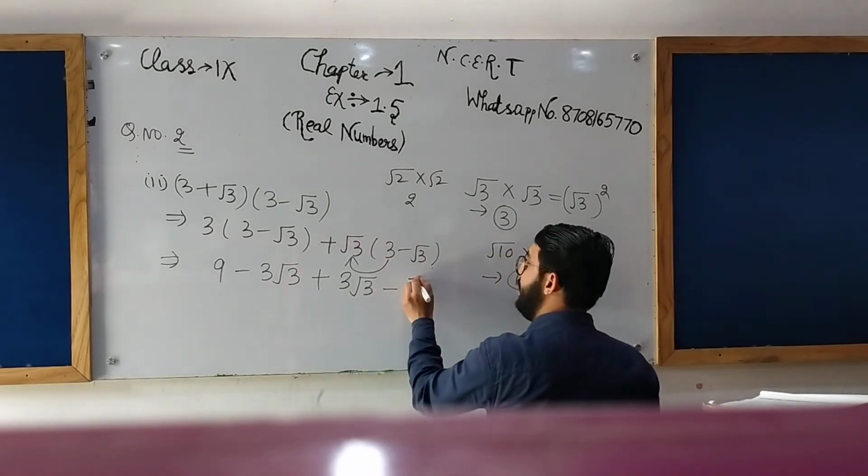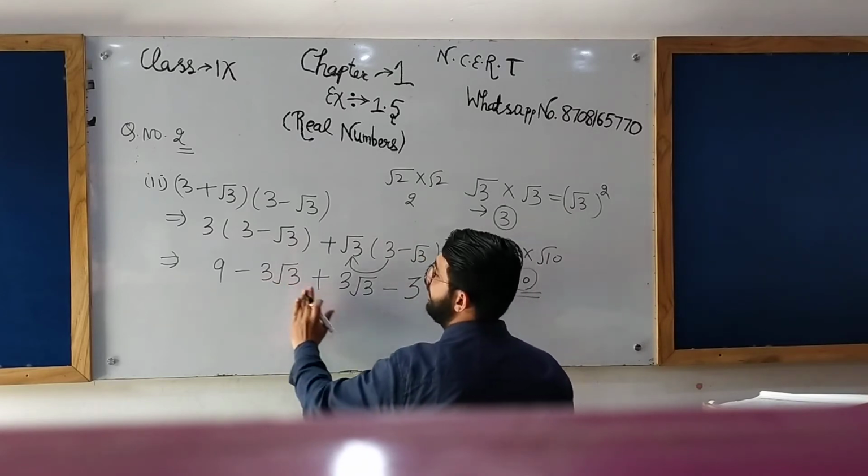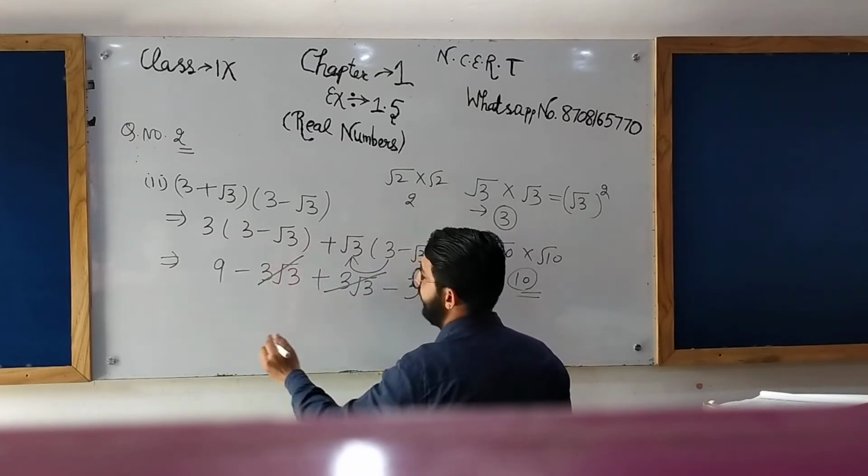Root 3 into root 3 is 3. Minus 3 root 3 plus 3 root 3: these are like terms but the signs are opposite, so they get cancelled.